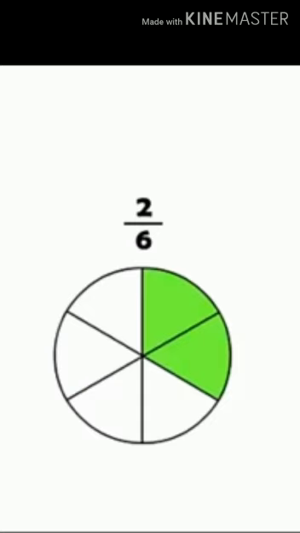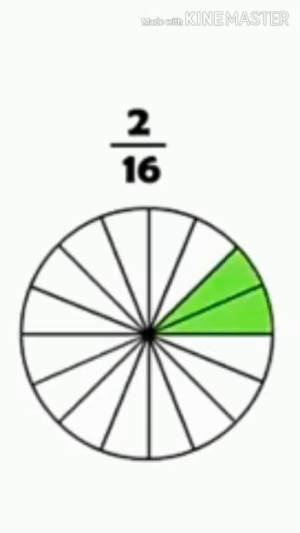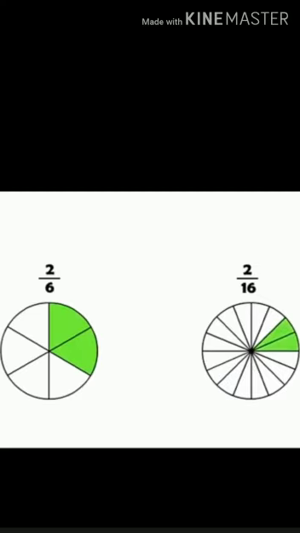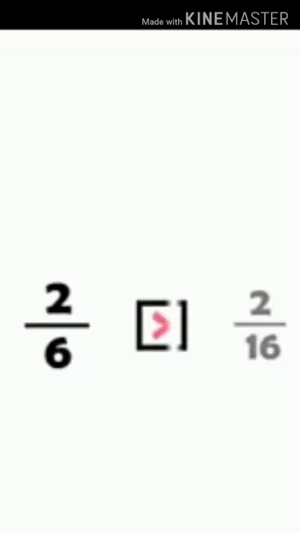Type 2. Let us take 2 by 6 and 2 by 16. Here the denominators are different but the numerators are the same. Look at the picture. Both fractions represent two equal parts of the whole. In the first fraction, the whole picture is divided into 6 equal parts, while in the second fraction, the whole is divided into 16 equal parts. So, which one is greater? We can clearly see 2 parts out of 6 pieces is greater than 2 parts out of 16 pieces.